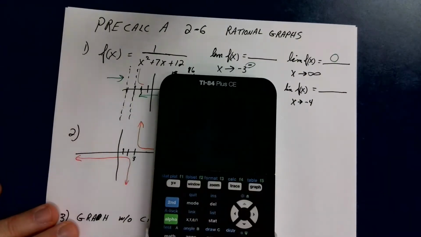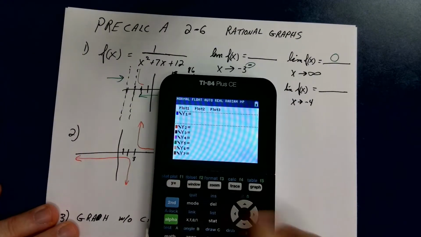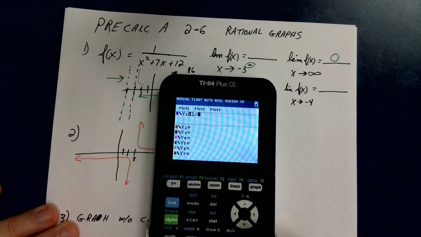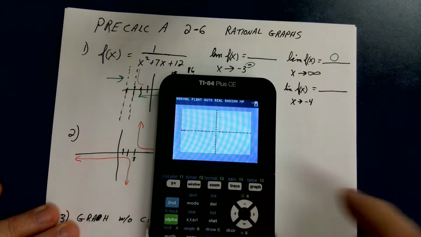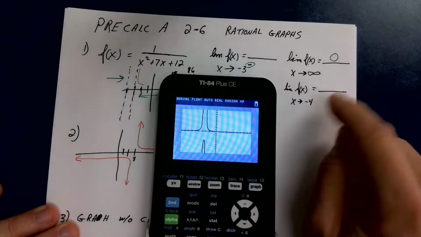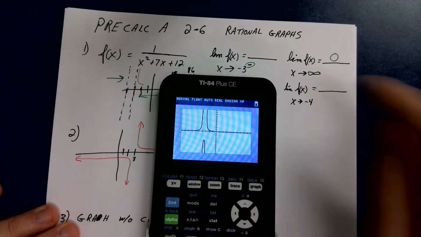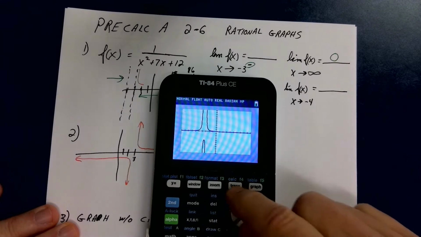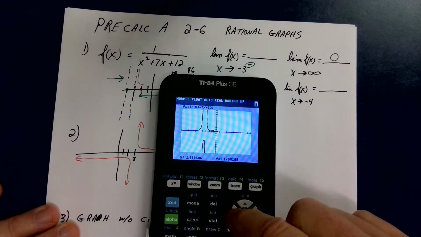So y equals, clear a big polynomial. So 1 divided by parentheses x squared plus 7x plus 12. Okay? Poof. And you can see that there are asymptotes at both of those places. Now what we just showed you was at -2, and if I go to trace here, at -2 that number was positive, right?